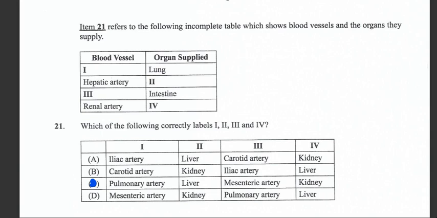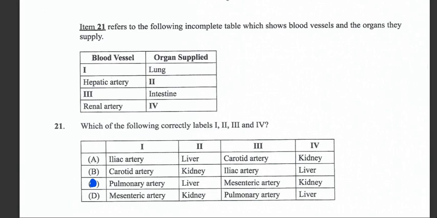So the mesenteric artery would align with the renal artery. Therefore we are talking about the liver. So the liver would align, or I would say the organ supplied with the intestine. Alright, so the best answer here would be, sorry, not the liver. We are seeing that the kidney, sorry, not the liver. So the kidney will align with the intestine. Alright, so the best answer here would be C.